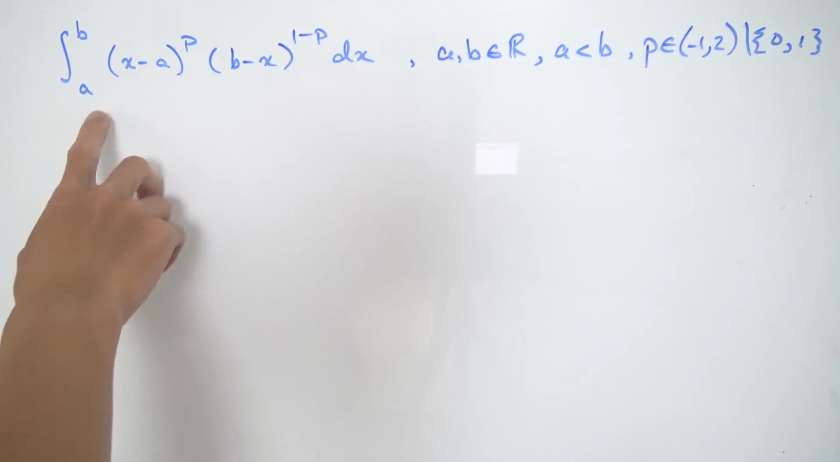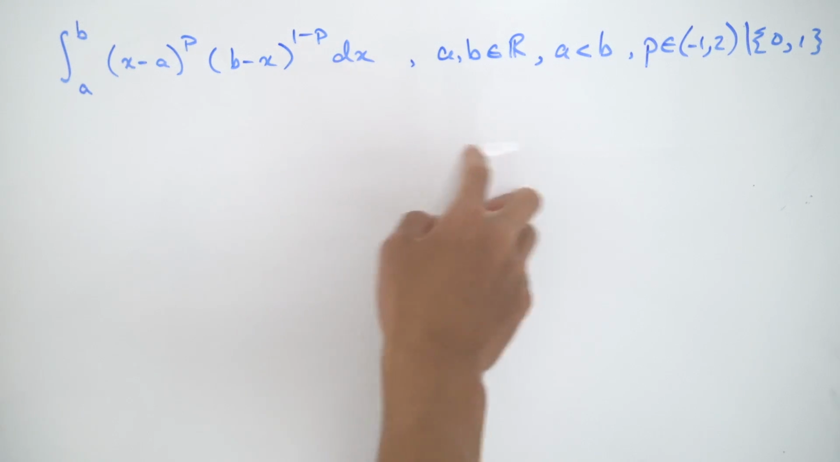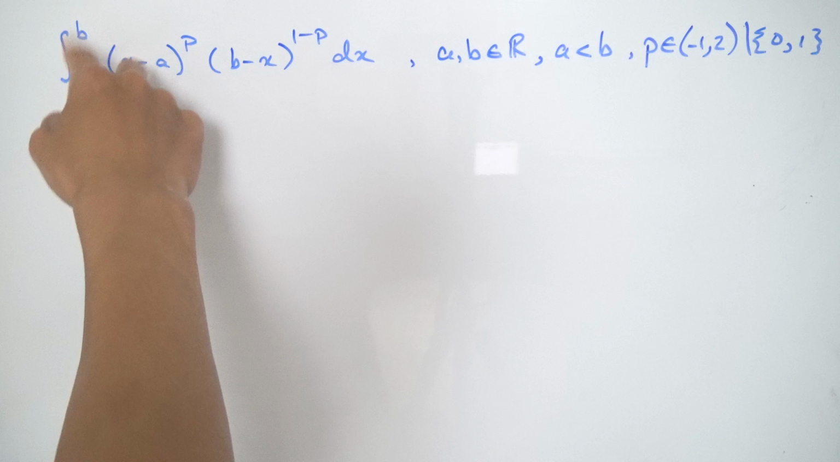But this is the integral from a to b of (x minus a) to the pth power times (b minus x) to the 1 minus pth power, where a and b are real numbers, and of course a has to be less than b for this integral.